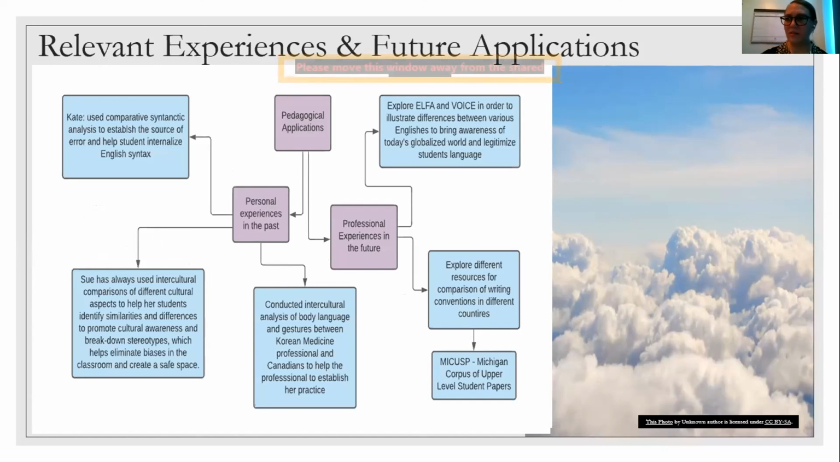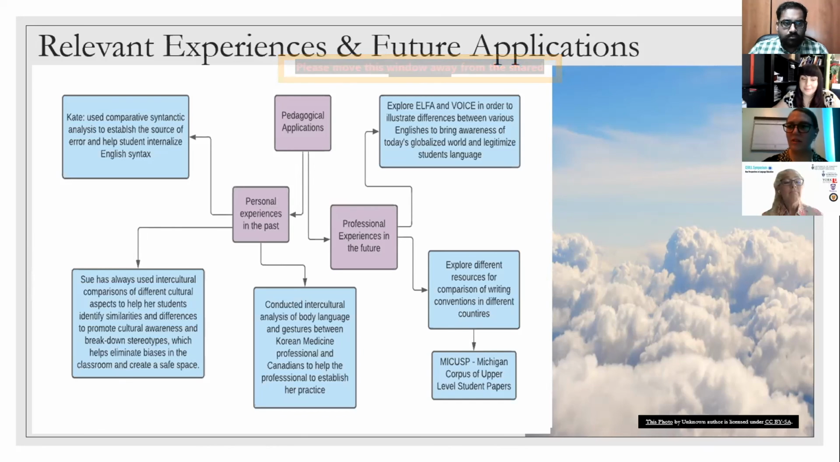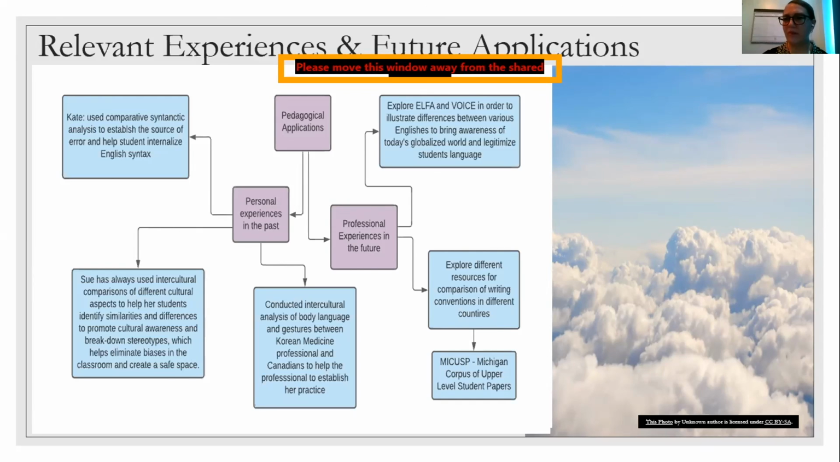In the past, I have always used intercultural comparisons of different cultural aspects to help my students identify similarities and differences, to provide greater cultural awareness and break down stereotypes, to eliminate biases in the classroom and create a safe learning space for students. We noted a distinct lack of research in intercultural rhetoric, specifically in the area of spoken discourse. Therefore, I would like to explore corpora, such as ALPHA and VOICE, in order to illustrate the differences between various types of Englishes and bring awareness to these in today's globalized world while legitimizing student language. Kate would like to incorporate intercultural rhetoric into her lessons by exploring various resources, such as the Michigan corpus of upper-level student papers, for the purpose of comparing the writing conventions of different countries.